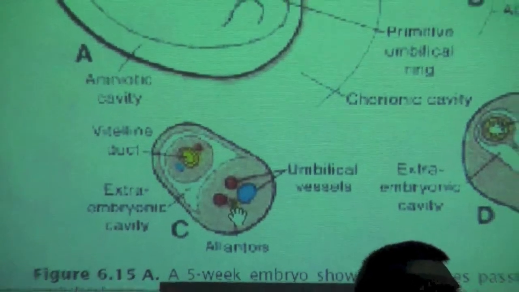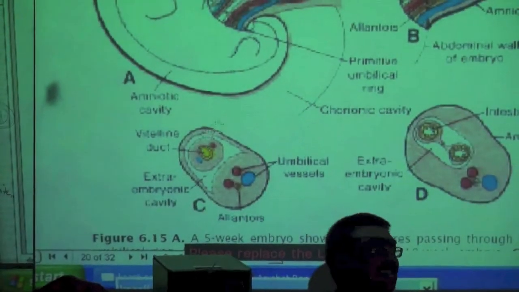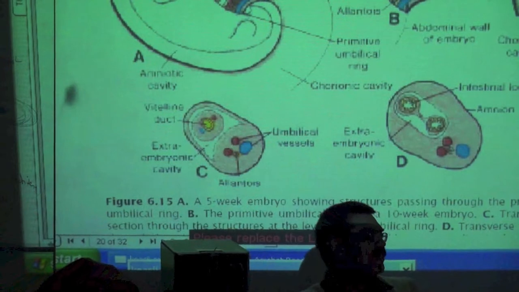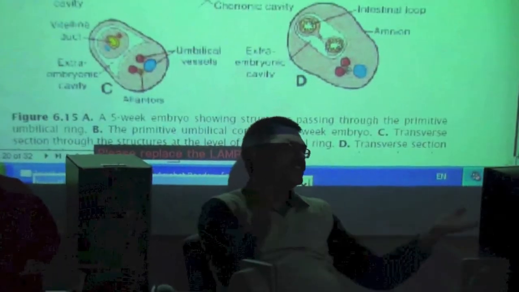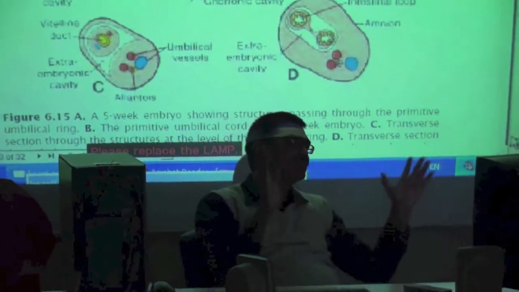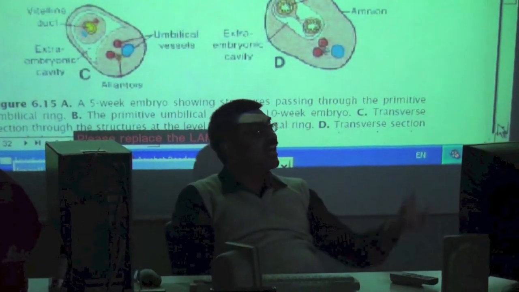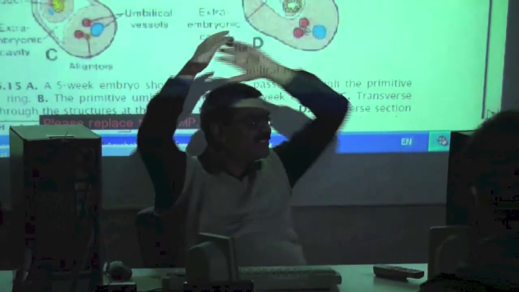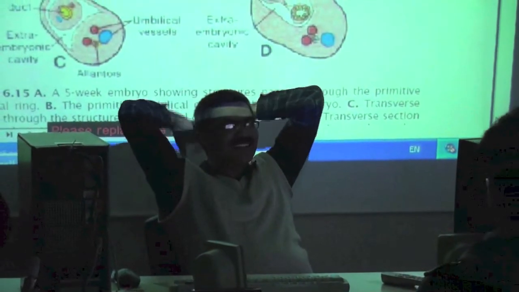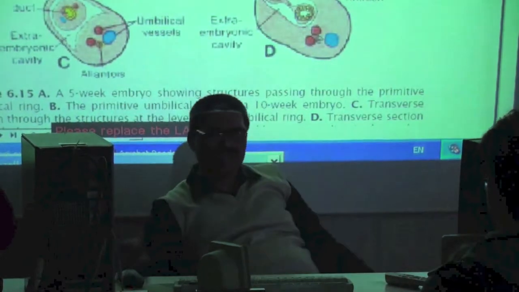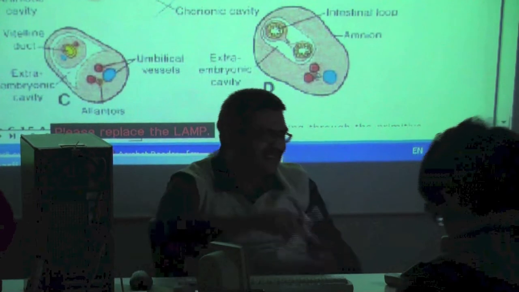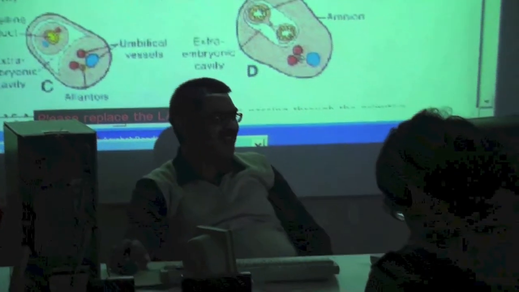Function of the vitelline duct? Vitelline duct has no function. It is only a remnant. Normally it degenerates, but if it is present, it forms a remnant. Someone asks that in early life they say it helps in formation of blood, but the vitelline duct itself has no function. It's only a remnant.